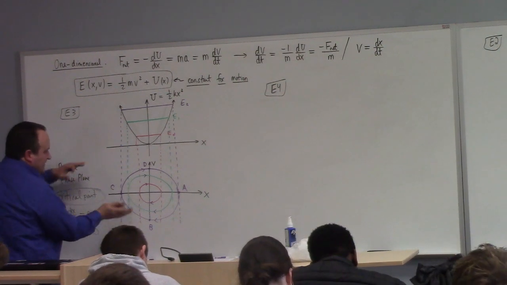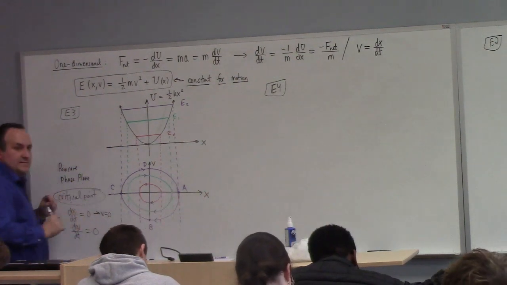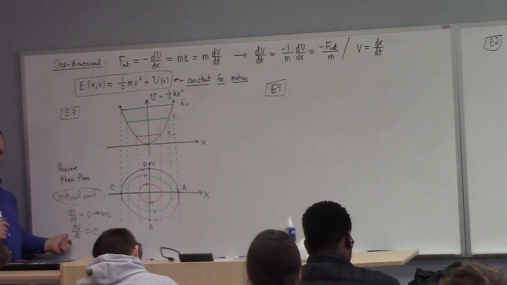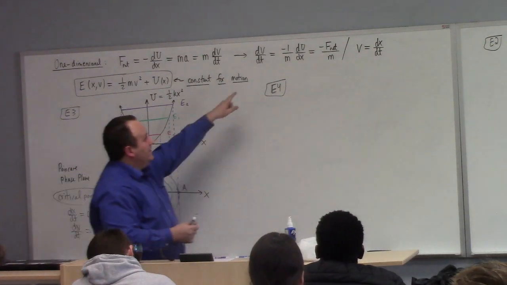So critical points in the phase plane have to happen on the x-axis, where v is equal to 0. But they also have to be such that dv/dt is 0. When can dv/dt be 0? Well, look at what that is. dv/dt, remember, is this.